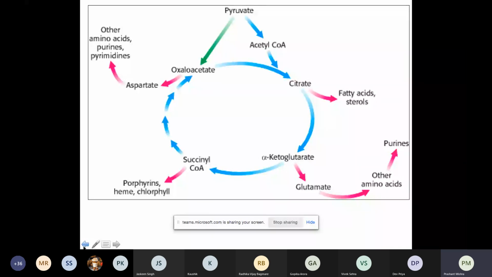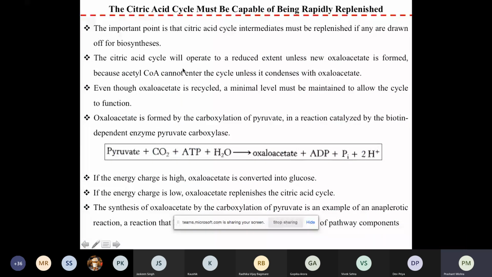So under these conditions, what happens? The citric acid cycle operates only when the oxaloacetate is replenished. So the cycle has to continue, and if the cycle has to continue, oxaloacetate has to be replenished. In many cases, if some of the intermediates have been removed, there is another way by which oxaloacetate can be produced. That is the presence of pyruvate.